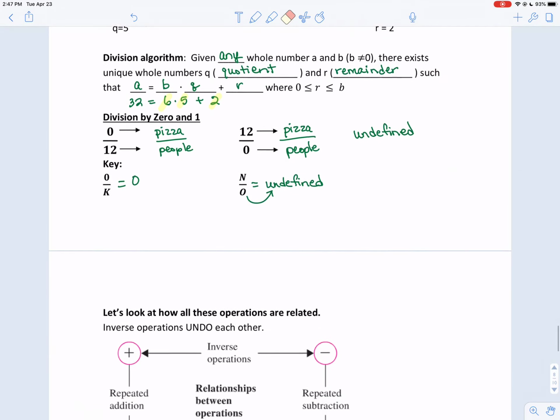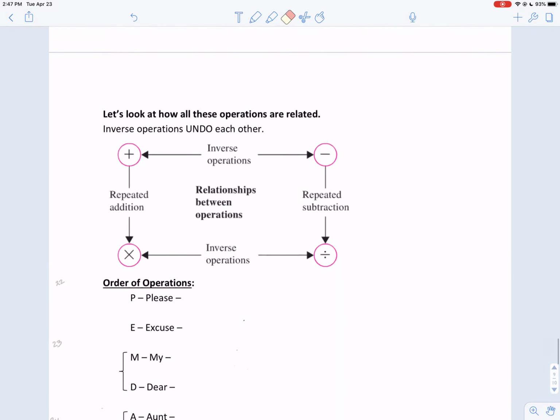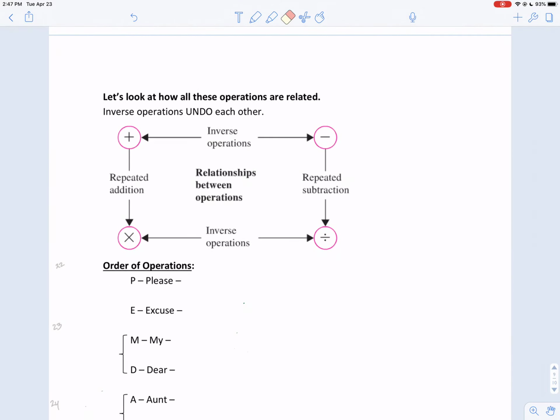So let's talk about how all of these operations that we have been discussing are related. Notice that the plus and minus, addition and subtraction, are inverses of each other. They undo each other. When you have repeated addition, you're going to have multiplication. When you have repeated subtraction, you will have division. And then the multiplication and division are inverses of each other. They undo each other.